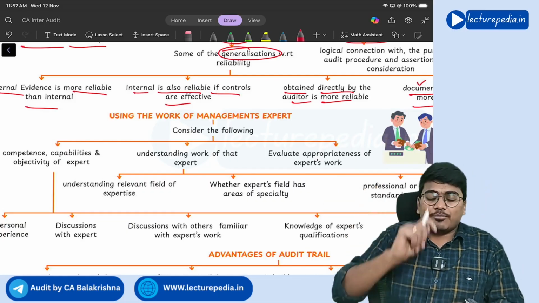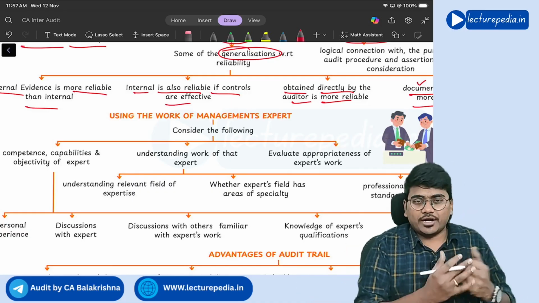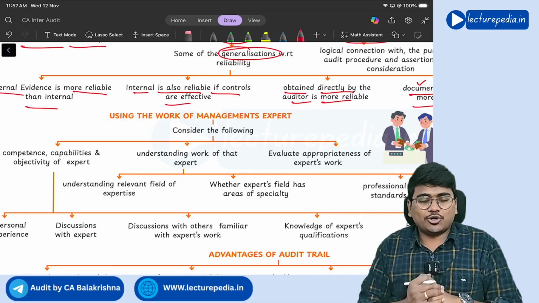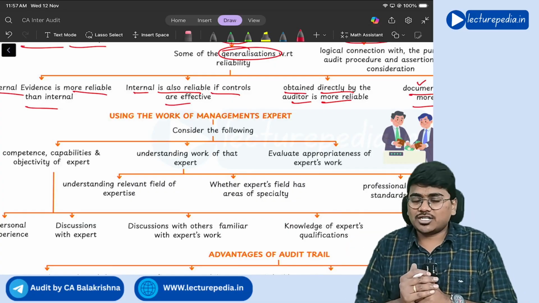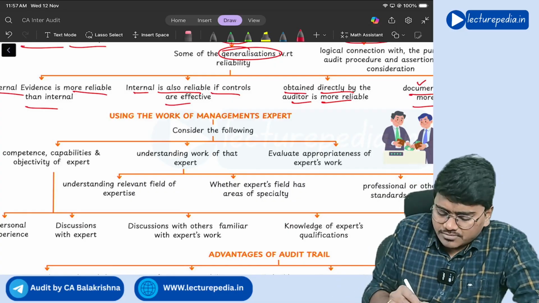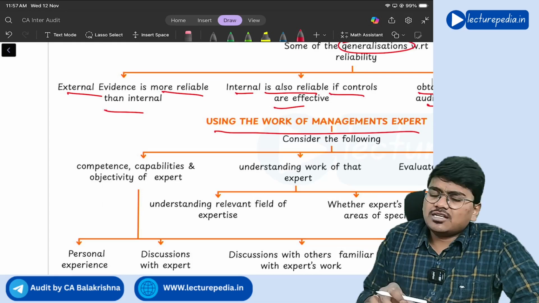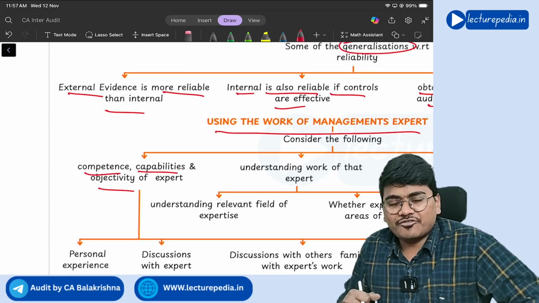Now if the auditor decides to use the management expert instead of using an auditor's expert, then what aspects need to be considered by the auditor before deciding whether to use the work of the management expert or not? Let us see that. Before deciding to use the work of the management expert, consider the following things. So: competence, capability and objectivity of the expert.